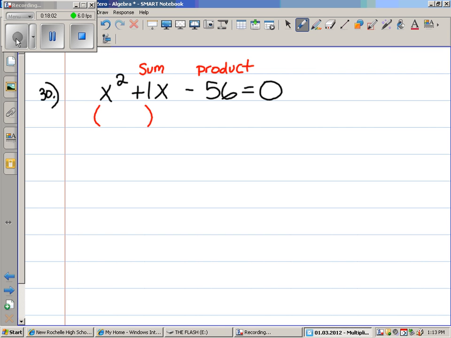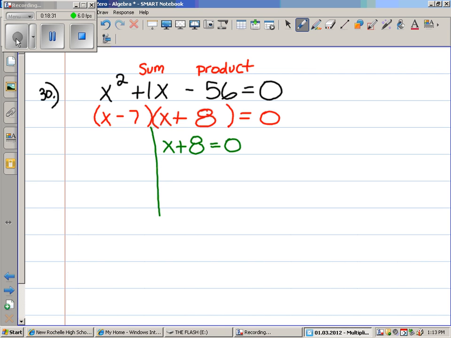Which one's negative, which one's positive? Is it +8 and -7? Or -8 and +7? -7, because they got to add up to be +1. So it's -7 plus 8. From here, what do we do? Got to draw that line, and then we're just going to solve it. Right? We're subtracting 8 from both sides, and we're solving it. X equals -8.